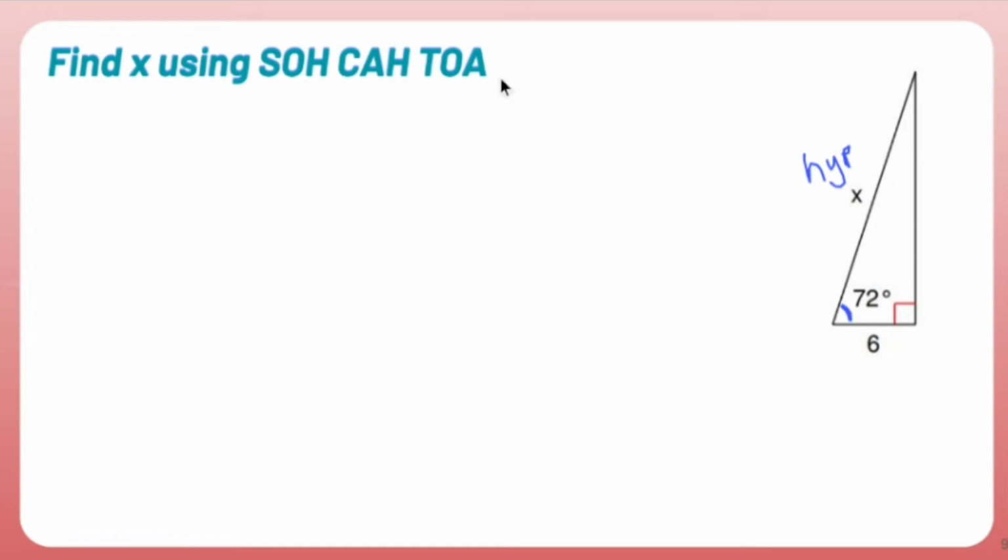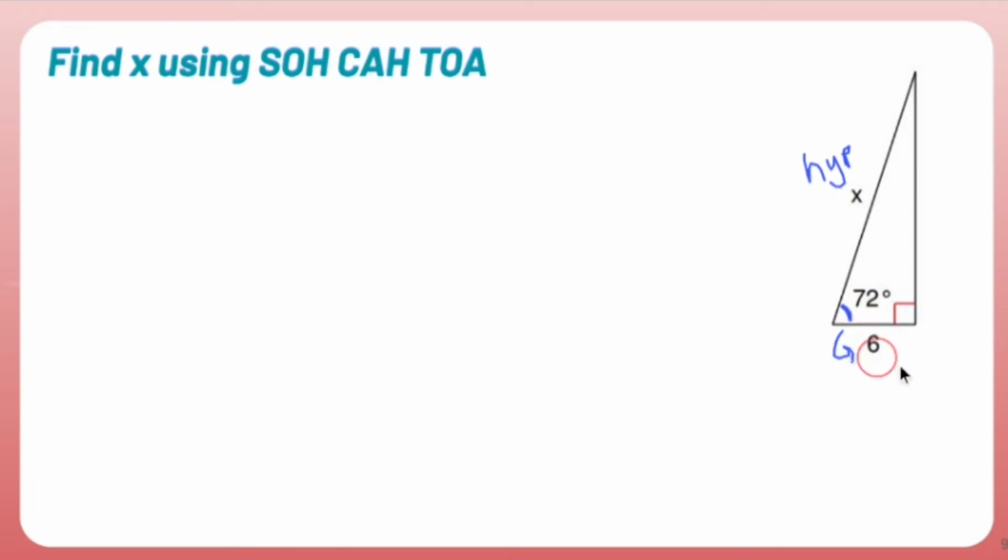Well, SOH CAH TOA helps us when we only have two sides or only need two sides and we're given information about an angle. So I'm looking at my angle, 72 degrees, and I'm comparing what x is to 72 degrees. Well, I already said it's my hypotenuse. So what is 6?